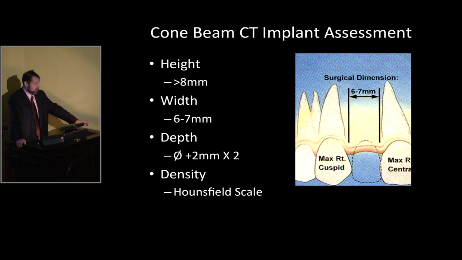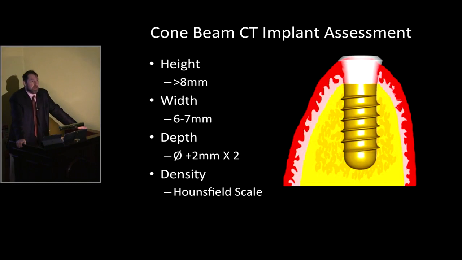We need a width of about 6 to 7 millimeters for a 4 millimeter diameter implant interproximally. And we need a bone depth, which is changing because the diameters of implants are changing, but a reasonable bone depth might be the diameter of the implant, let's say 4 millimeters, plus 1.5 millimeters on either side, so a reasonable thickness might be 7 millimeters for a standard 4 millimeter diameter implant.